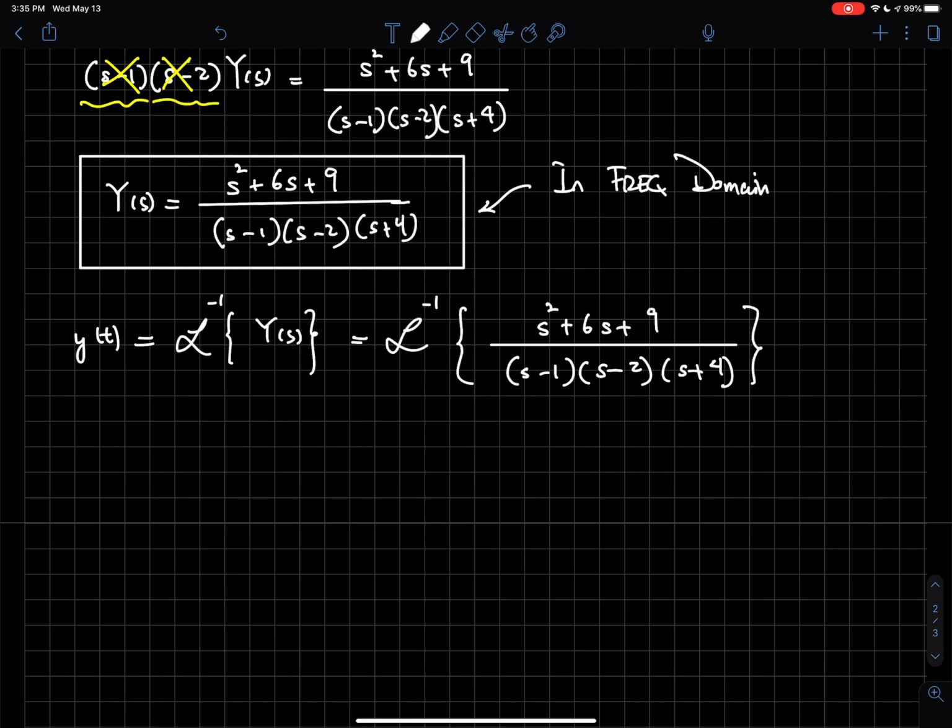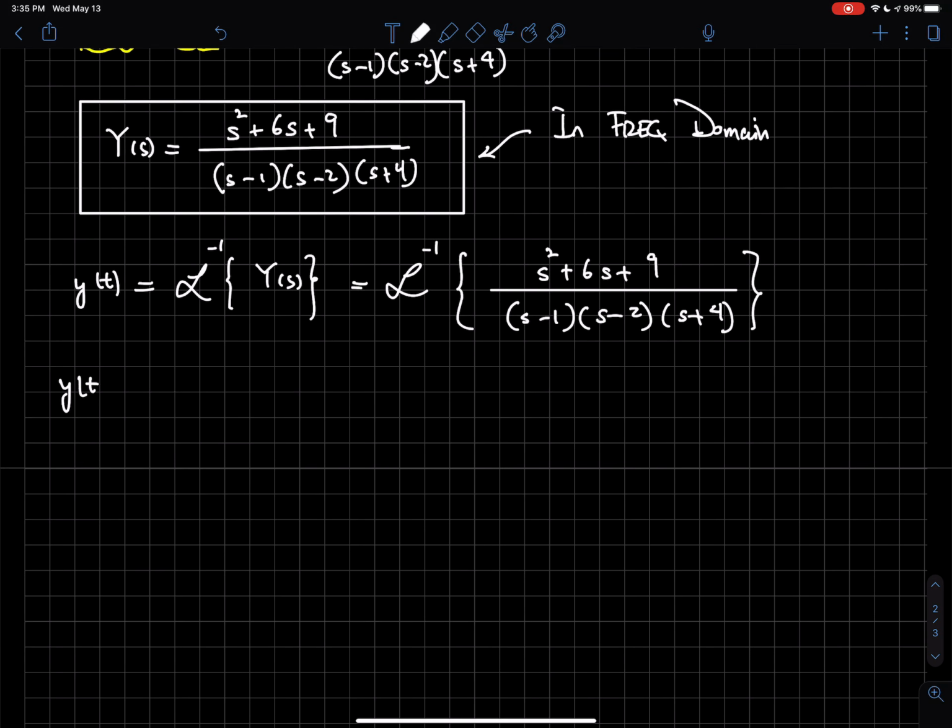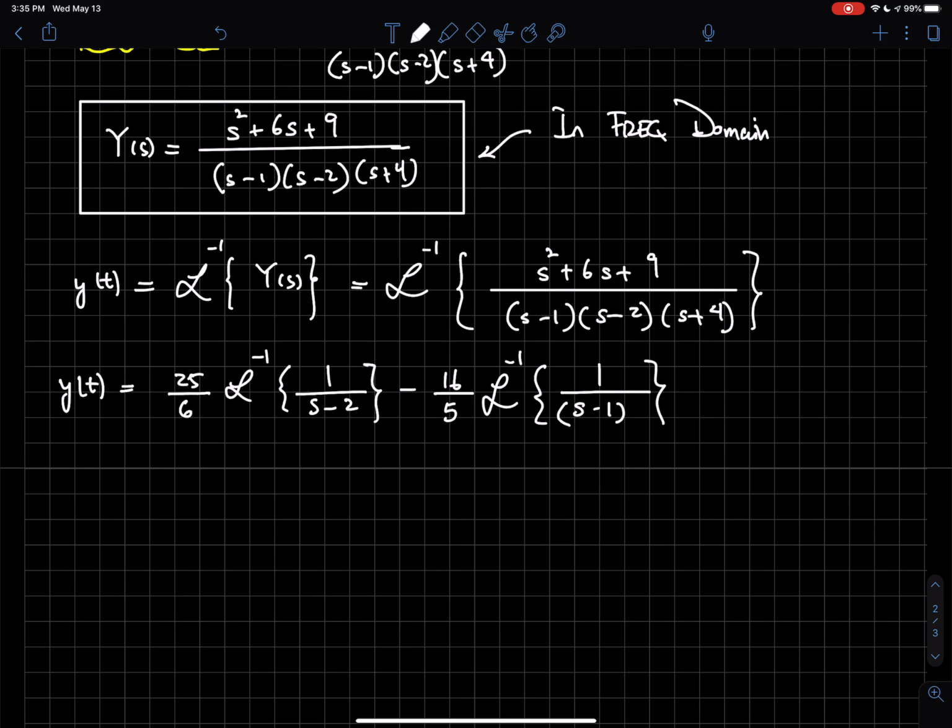Alright, so if I again use Mathematica or just algebra to do the partial fraction decomposition here, I'll end up with y of t equal to 25 over 6 Laplace inverse of 1 over s minus 2, minus 16 over 5 Laplace inverse of 1 over s minus 1, and plus 1/30th Laplace inverse of 1 over s plus 4.